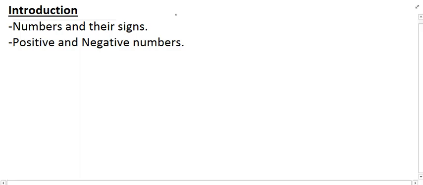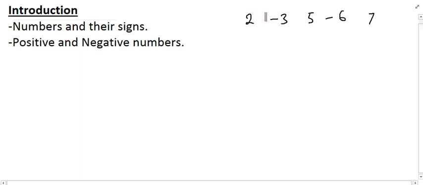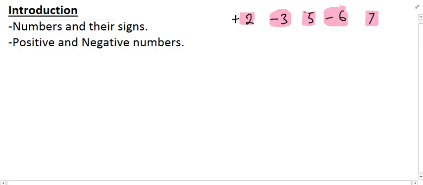Okay, so let's continue. Now we can have a series of numbers such as 2, minus 3, 5, minus 6, and 7. Now, minus 3 and minus 6 are negative numbers, while these other numbers are all positive. I don't need to write the plus in front of them for you to know that they are positive. In essence, what I'm trying to say is that the sign of a number is the sign before it.